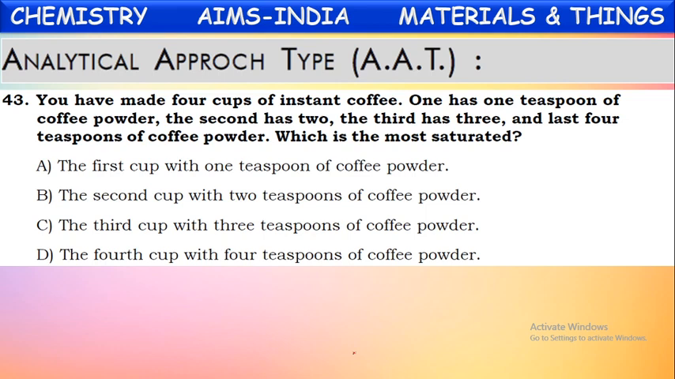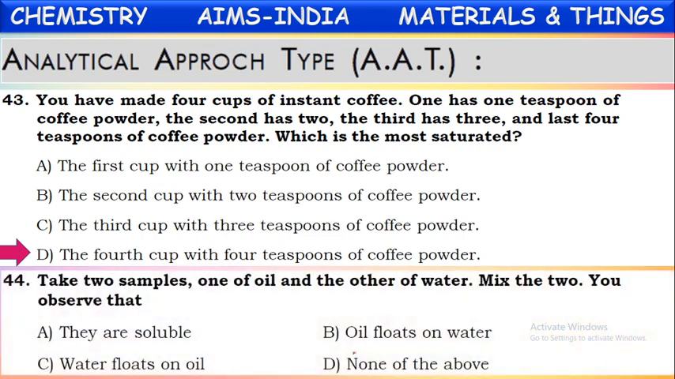Now the question is, which is most saturated? Saturation means having a sufficient amount of coffee powder. Which is having the most among these? The one prepared with more coffee powder is more saturated. So obviously the correct answer will be the fourth cup with 4 tablespoons of coffee powder. Okay.